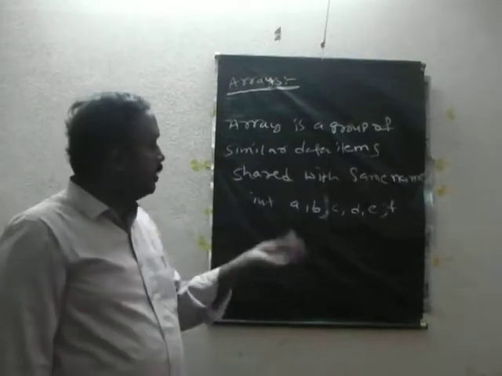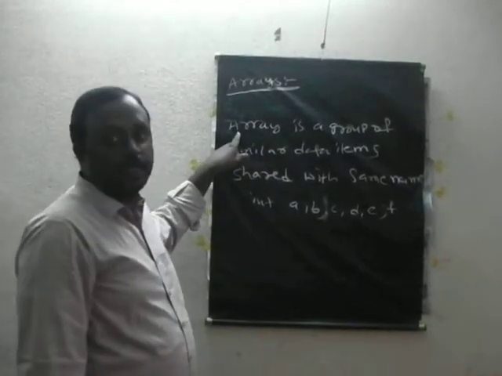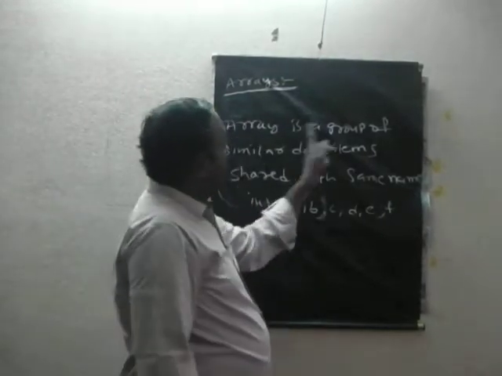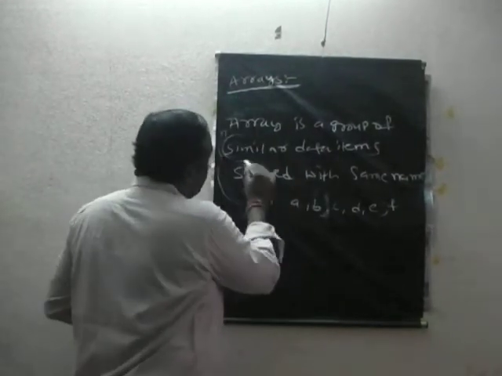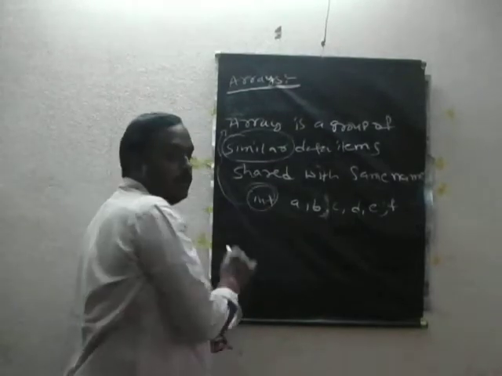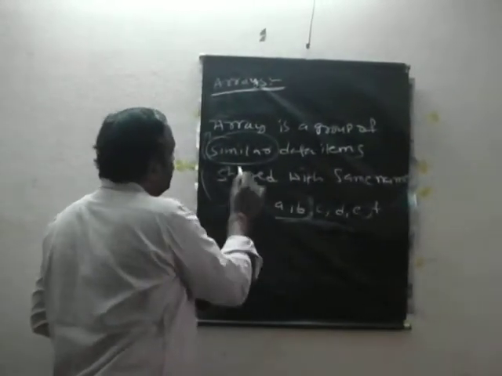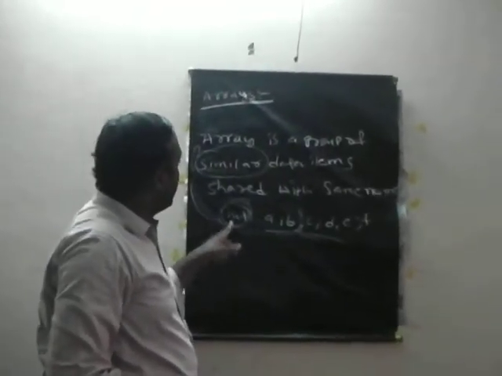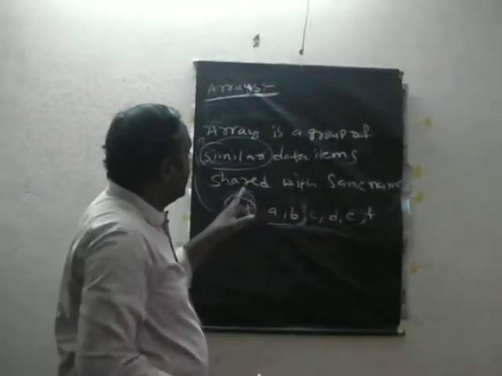For simplification, there is a topic introduced: the array. I explain with this example. An array is a group of similar data. Similar means all of the same type of data we need to declare. Similar means all of the same data. Similar data items shared with the same name.